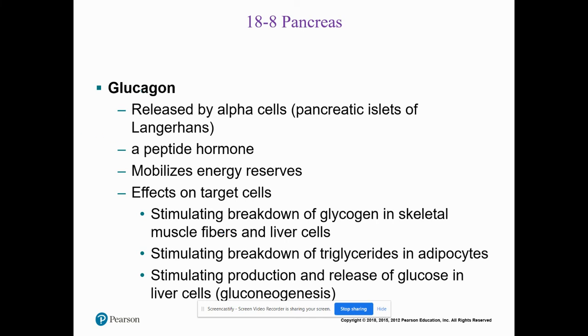All right, glucagon again. This is released by the alpha cells, what were previously known as pancreatic islet of Langerhans cells. Still a peptide hormone, just like insulin. It helps to get energy reserves working and mobilized to their target cells. It stimulates breakdown of glycogen in skeletal muscle, as well as the triglycerides in adipocytes we mentioned, and gluconeogenesis, so production and release of glucose in liver cells.